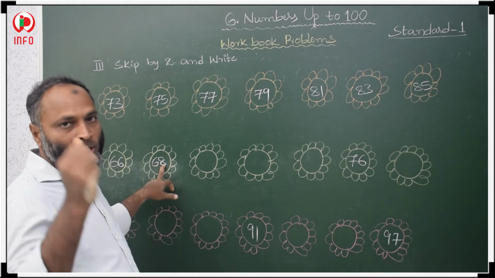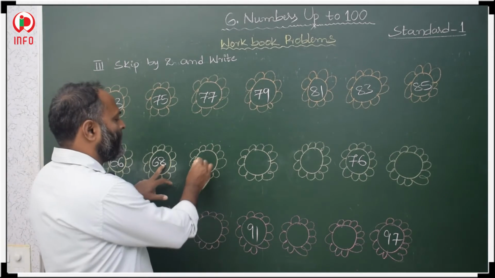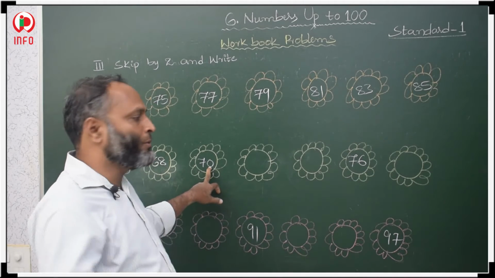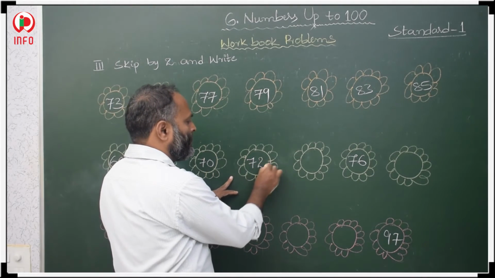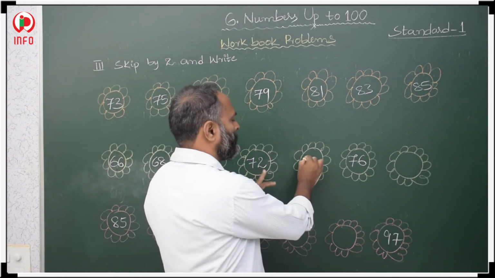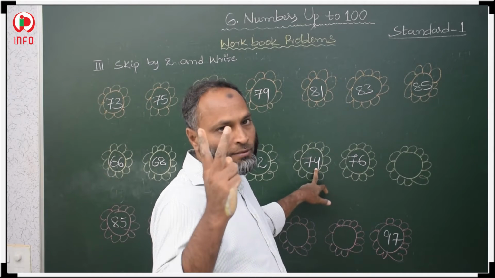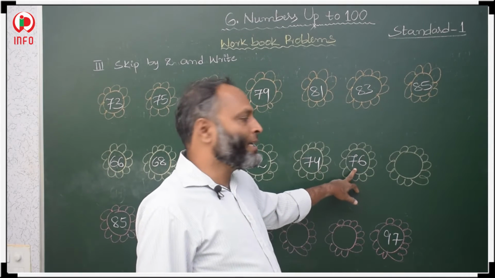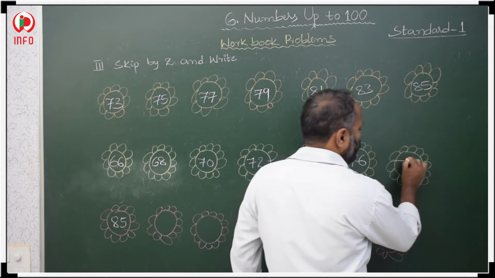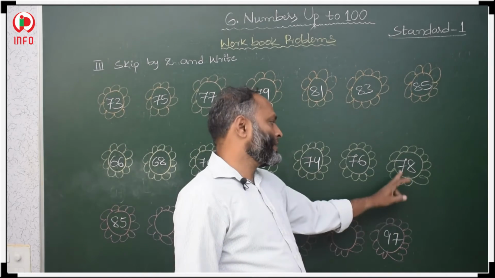68 skip by 2, 69, after that 70, 70 skip by 2, 71, 72, 72 skip by 2, 73, 74. 74 skip by 2, 75, 76 given. 76 skip by 2, 77, 78.